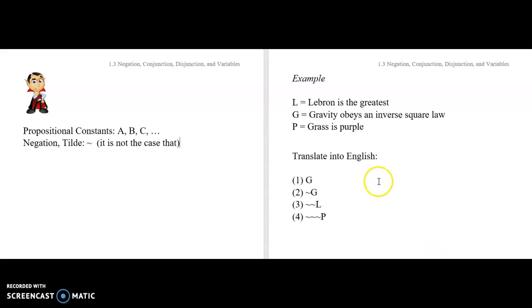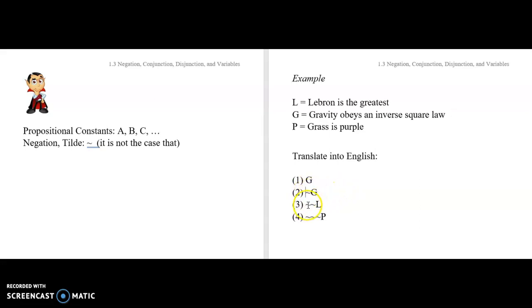Okay, hopefully you've had a chance to do this, and it's not that bad, right? G, of course, by itself just stands for gravity obeys an inverse square law. Not G stands for it is not the case that gravity obeys an inverse square law. So that's how this would be read.